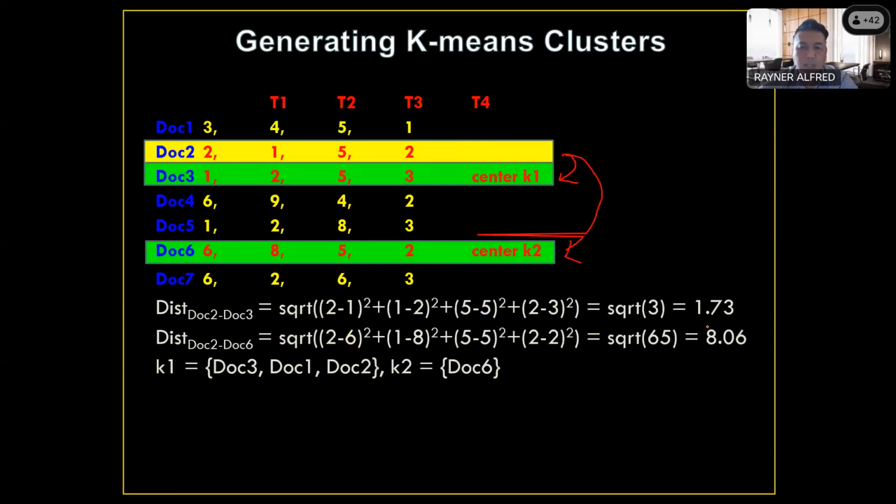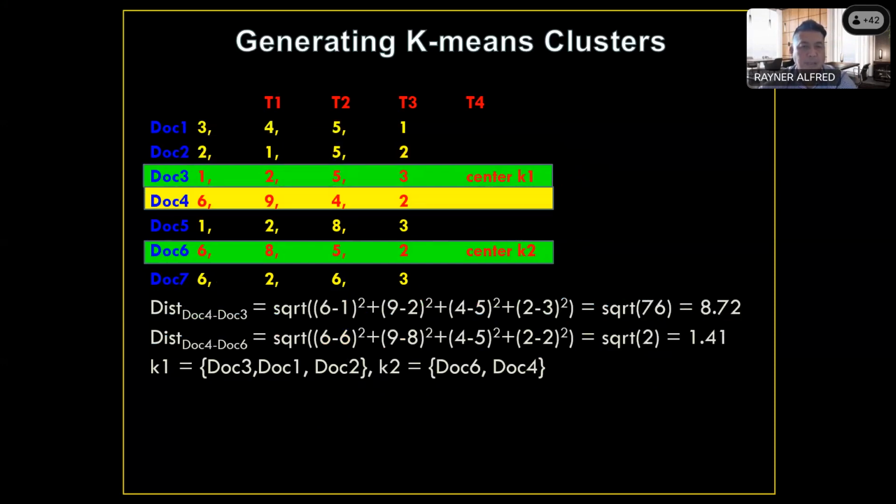So we found that document 2 is nearer to document 3, so we assign document 2 to cluster 1. Then we repeat again for the cluster. Actually, we find the distance between document 3 and K1. But since document 3 is the center, it is automatically within cluster 1.